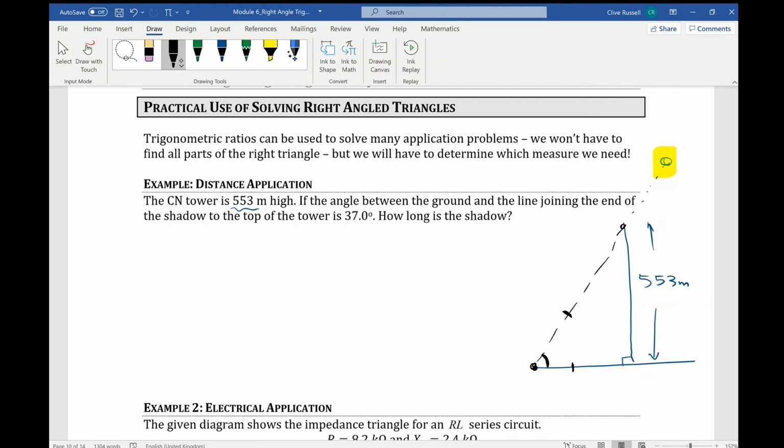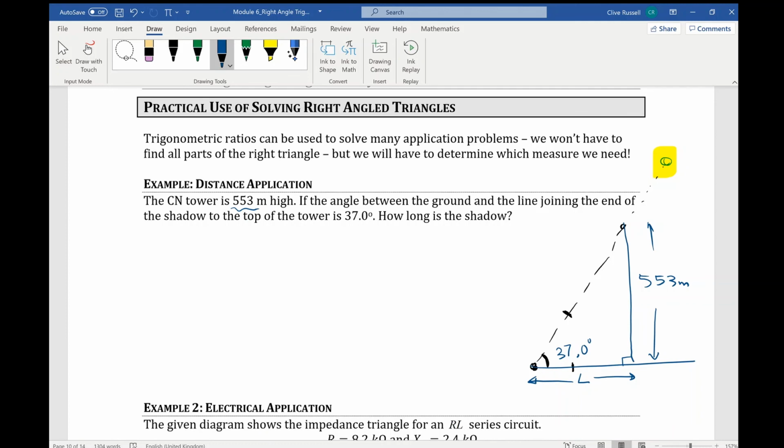That's our reference angle. And it says that angle is 37.0 degrees. Now it says, well, how long is the shadow? So let's call that length L. That's the length. The shadow is always on the ground. So that's our diagram here.